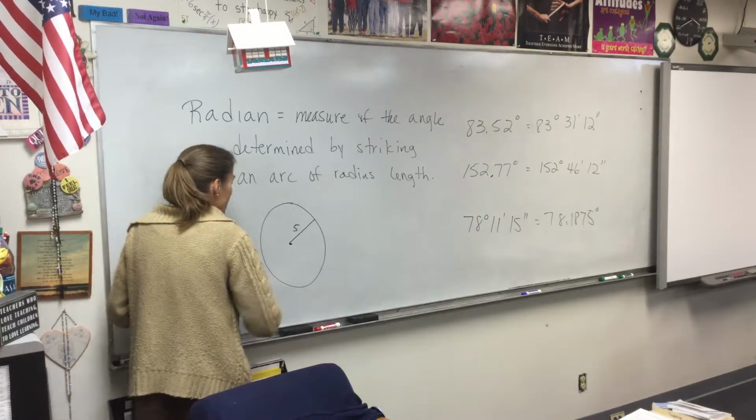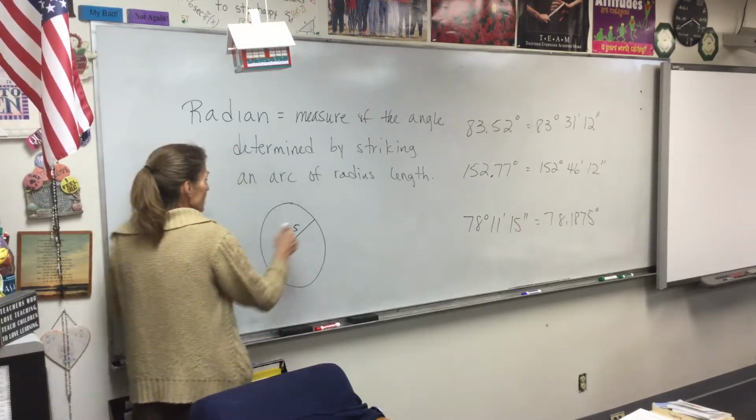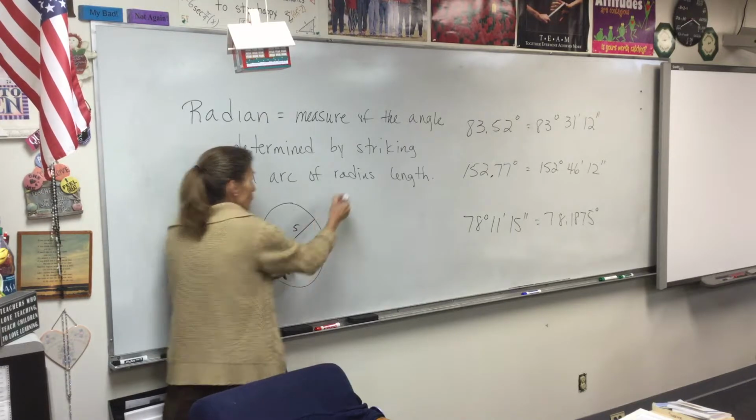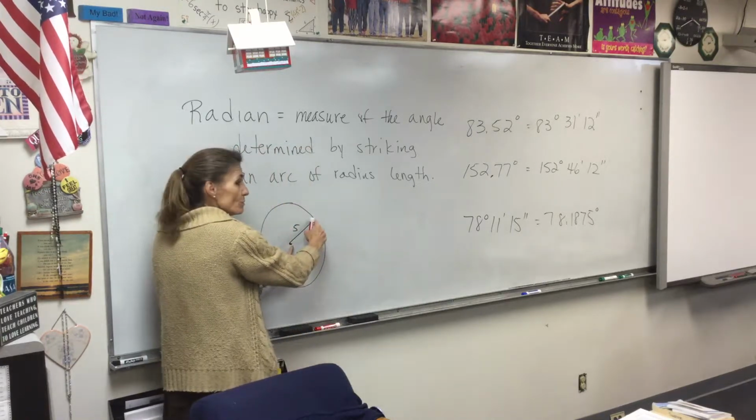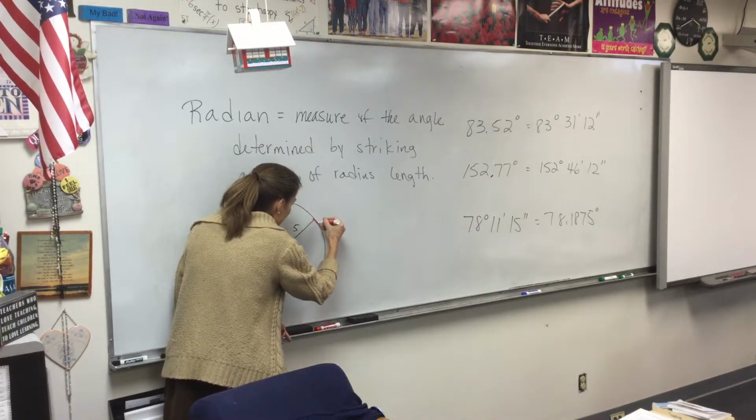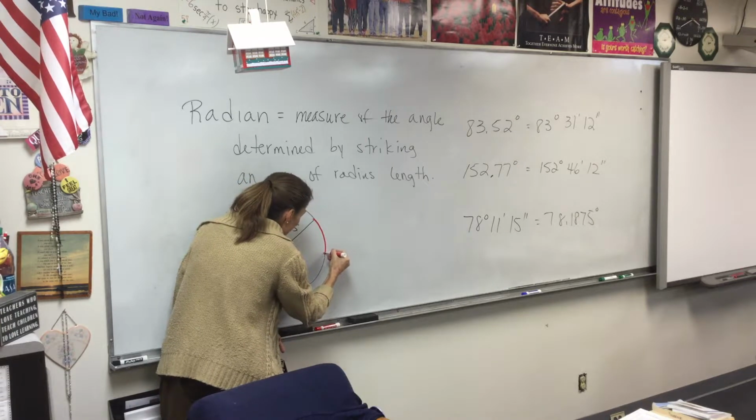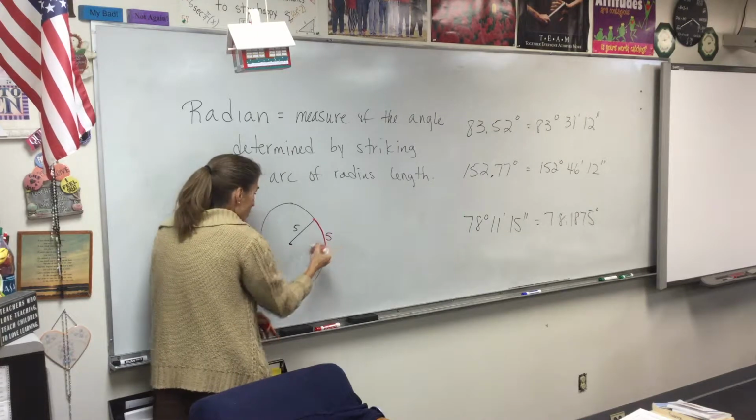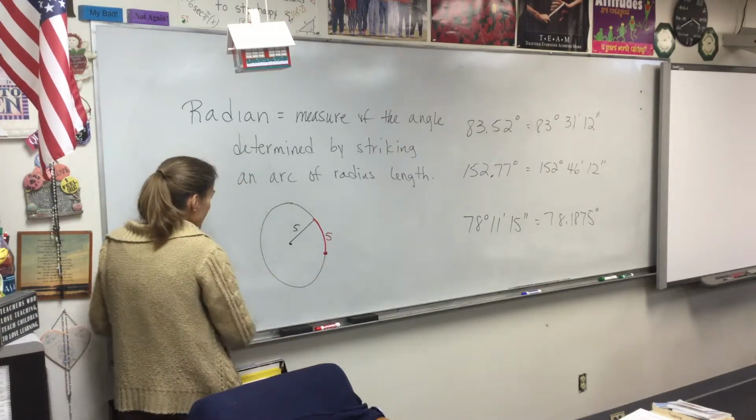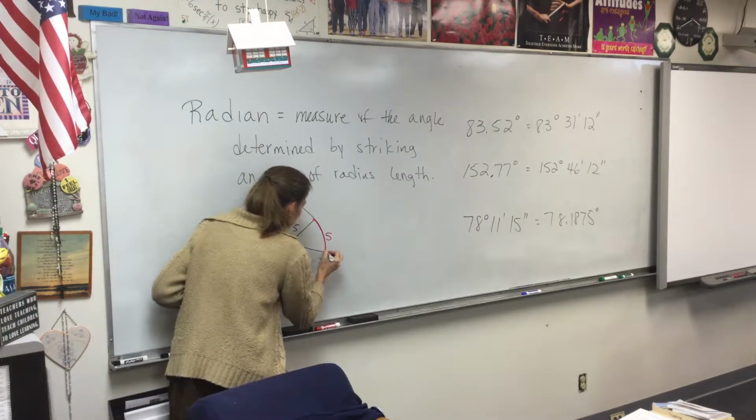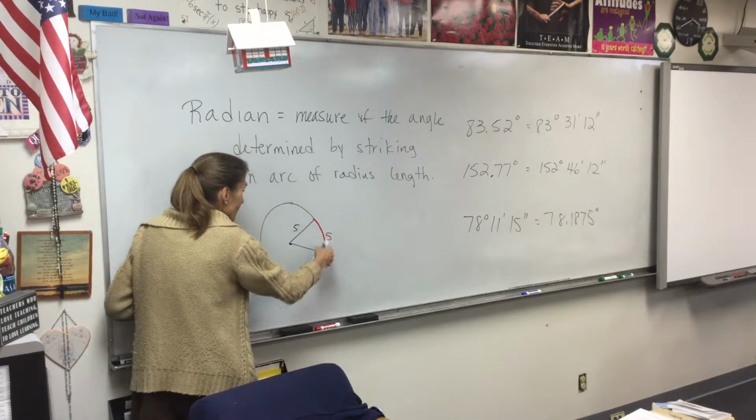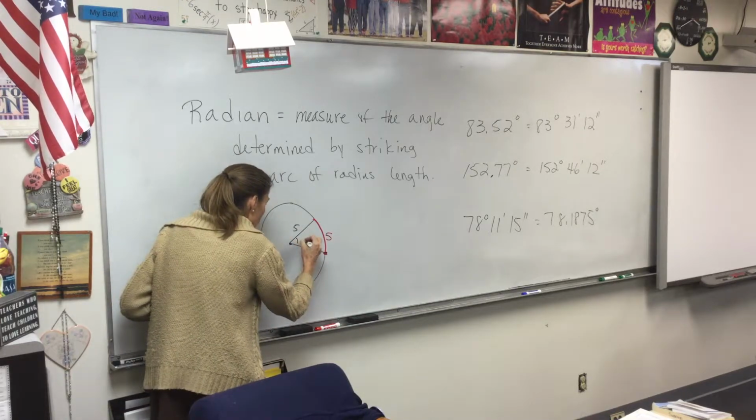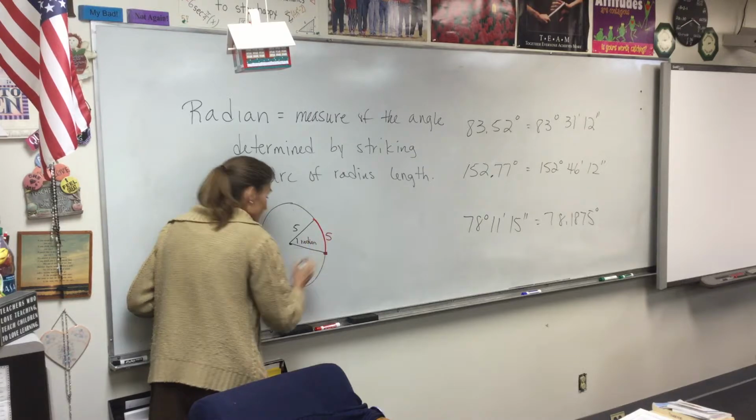If I took a piece of string, 5 units long, radius length, 5 units long, and laid it around the circle, so that the arc is 5 units long, the angle determined by the end points of that string would be 1 radian.